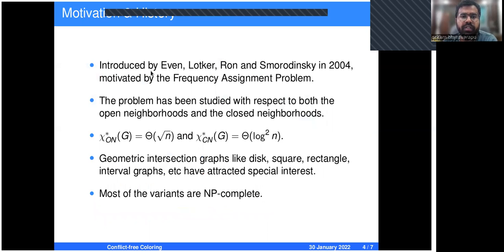This problem was first introduced by Even, Lotker, Ron and Smorodinsky in 2004, motivated by the frequency assignment problem. It has been widely studied in both the open and closed neighborhoods. It was shown that root n many colors are sufficient and sometimes necessary for a CF-ON coloring, and log squared n colors are sufficient for a CF-CN coloring. People have also studied the problem on various geometric intersection graphs like disks, squares, rectangles, interval graphs, etc. Most of the variants of this problem are NP-complete.